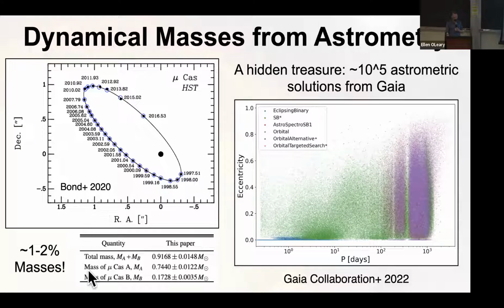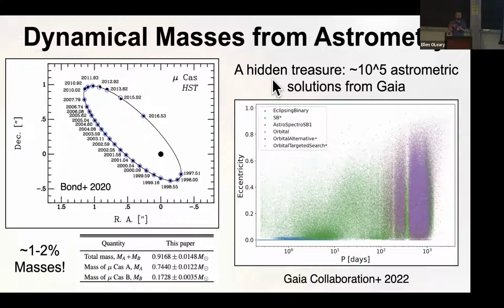And just to give you an idea, I've copied the table of the masses that have been determined down here. It's a little bit small to see, but basically the masses of both components using this astrometric data have been measured to 1 to 2%, which is really remarkable. Of course, Gaia will contribute to this, and there's an aptly named paper in Gaia DR3 called A Hidden Treasure, which shows 100,000 astrometric solutions of binaries.